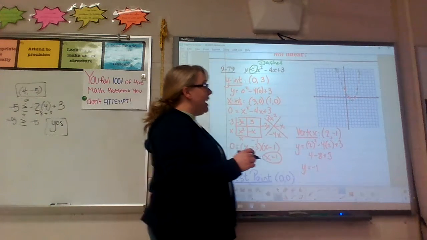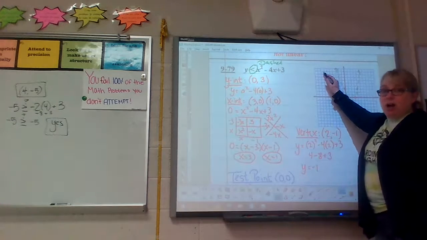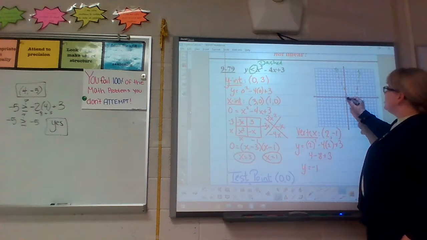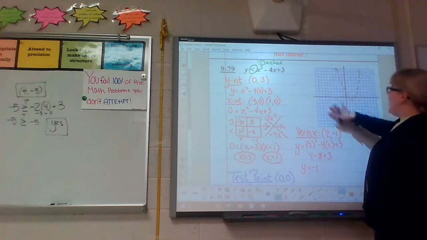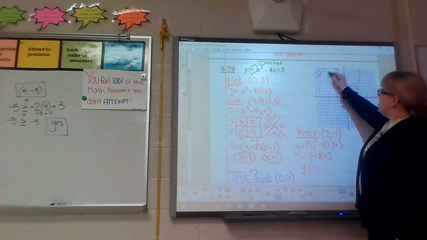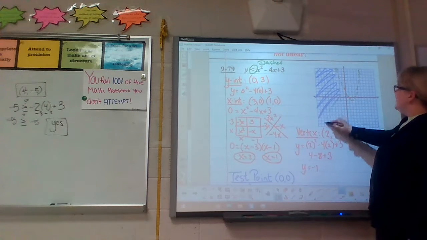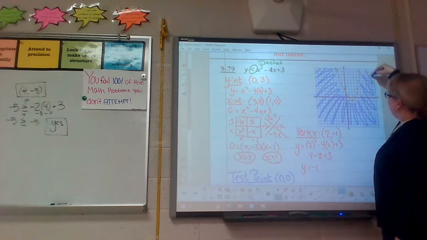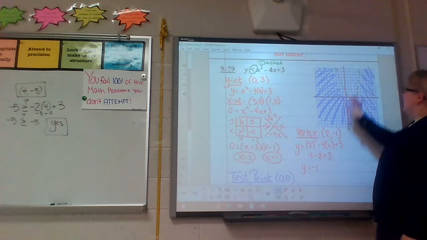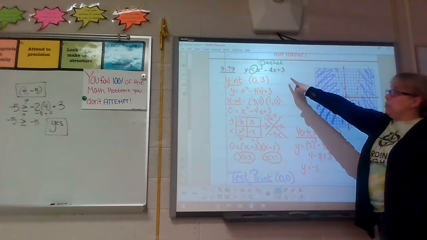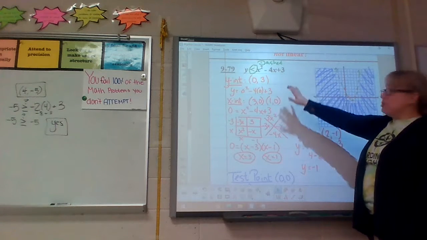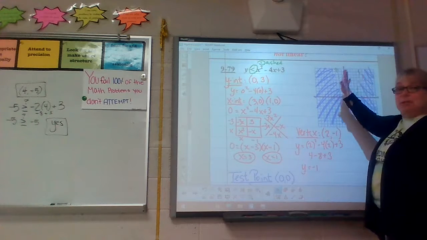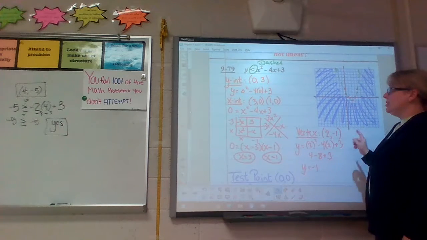So my final step is going to be to shade where all of the solutions are. Since (0, 0) is a solution and it's outside of my parabola, I am going to shade this entire outside portion of my graph. Everything inside the parabola does not work with this inequality, so they are not solutions. Everything outside the parabola does work, so those are solutions.